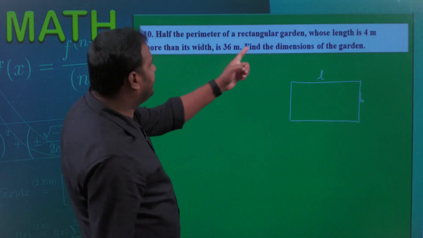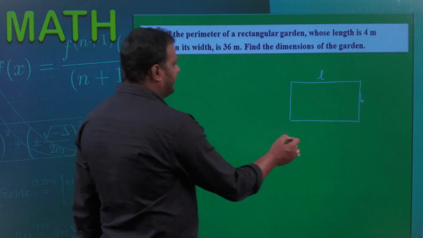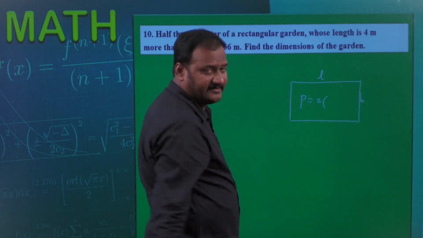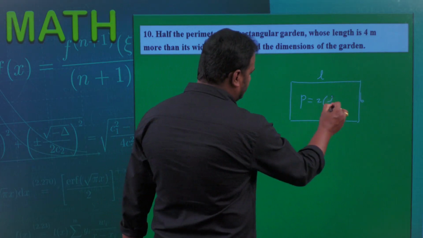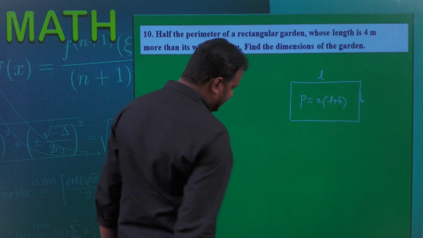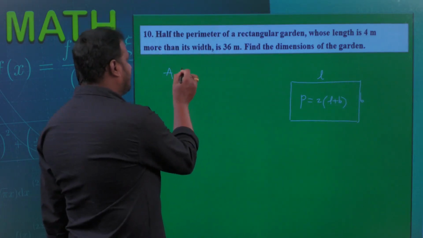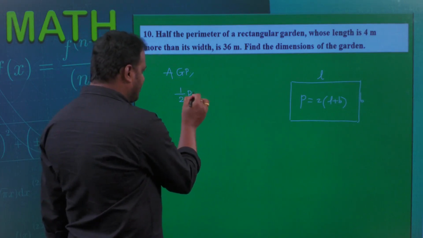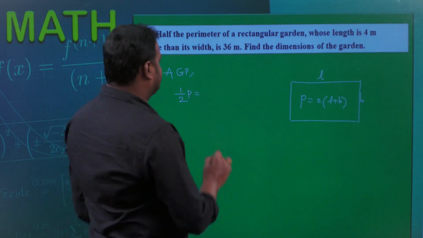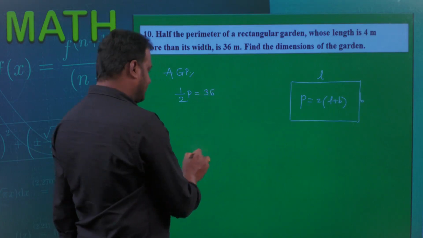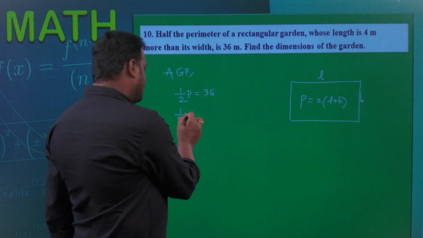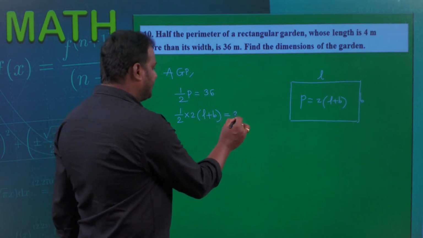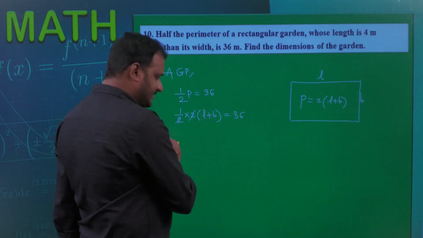And half the perimeter of a rectangular garden. What is the perimeter of the rectangular garden? Perimeter is nothing but the total boundary, that is 2 times L plus B. So 2 times L plus B is the perimeter. According to the given problem, half the perimeter means half P is equal to 36. So half into perimeter is 2 into length plus breadth is equal to 36. Here 2 and 2 get cancelled.